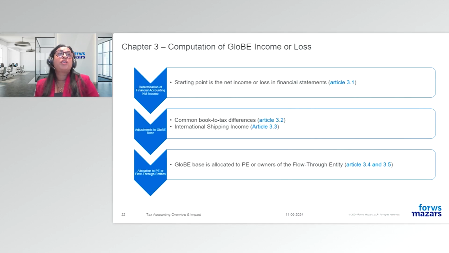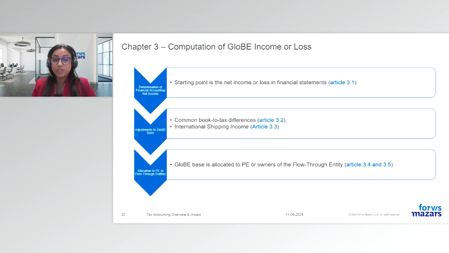So these are the steps for the computation of the GloBE income or loss. The starting point for determining a constituent entity's GloBE income is the net income or loss that is used for preparing consolidated financial statements of the ultimate parent entity prior to elimination of intra-group items. In Article 3.1, there's an exception mentioned when this is not reasonably practicable for a constituent entity. An acceptable standard with some conditions is also allowed. And then we have some adjustments.